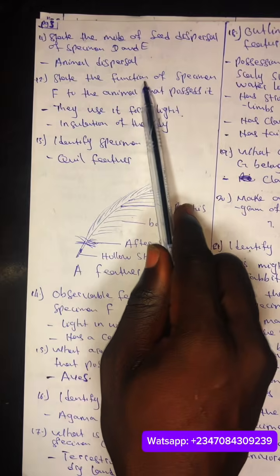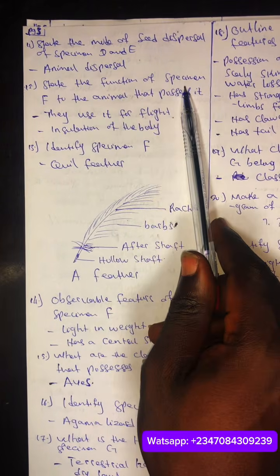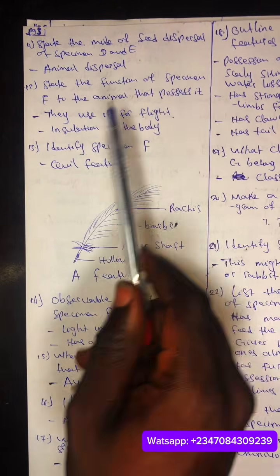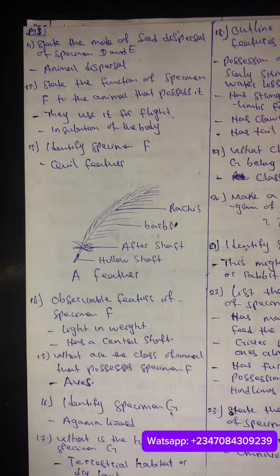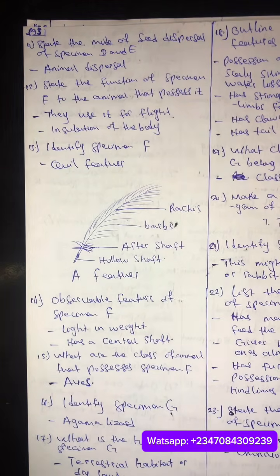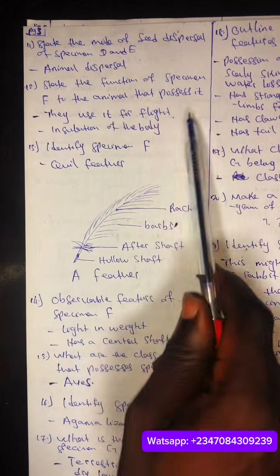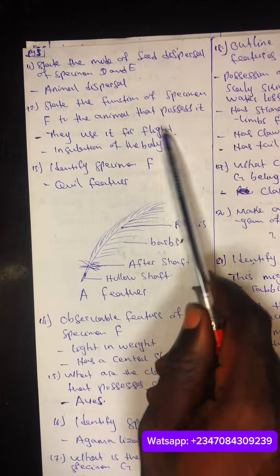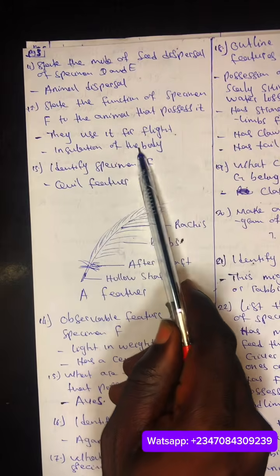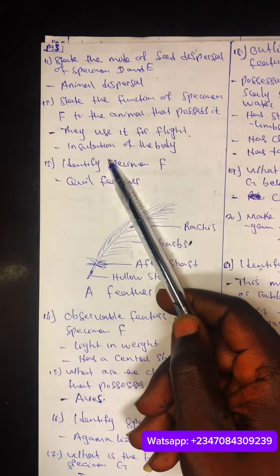State the function of specimen F to the animal that possesses it. What is specimen F? Don't forget, specimen F is a quill feather. And what is the function? They use it for flight. Another one is insulation of the body. Insulation means to keep the body warm.